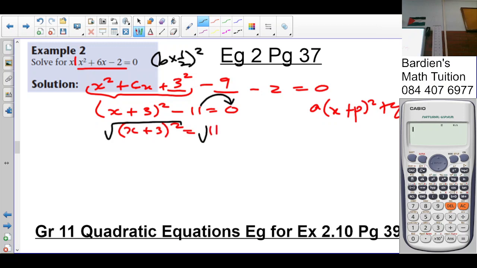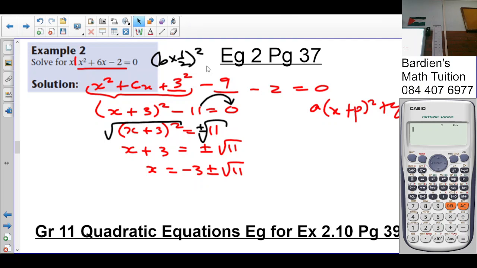If I introduce the square root, I must not forget plus minus. So x plus 3 is equal to plus minus the square root of 11. So x is equal to minus 3 plus minus the square root of 11. As you can see, the solution is irrational. Okay, so we can test it.